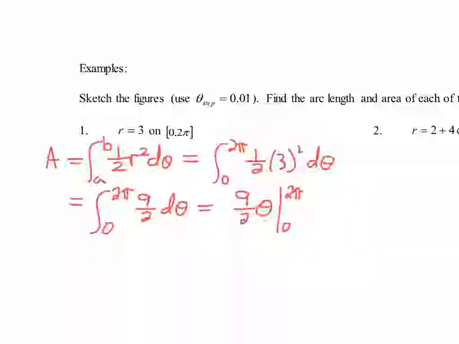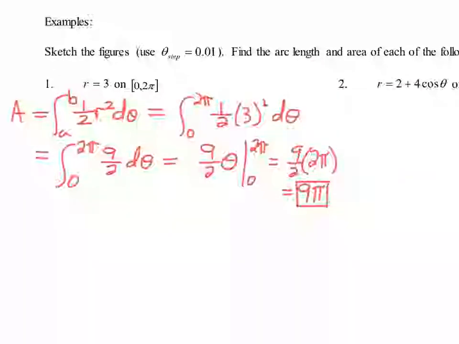All right, so I know I've got to plug in the 2 pi first, then the 0, but I know if I plug in the 0, it's going to give me nothing useful. So 9/2 times 2 pi would give us 9 pi. Nine halves times 2 pi gives us 9 pi.